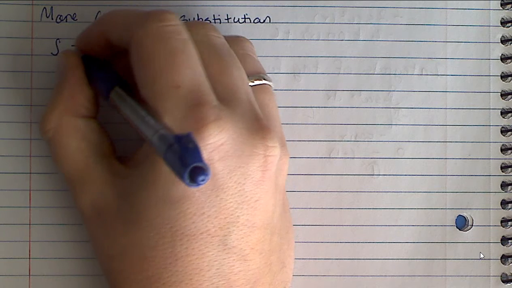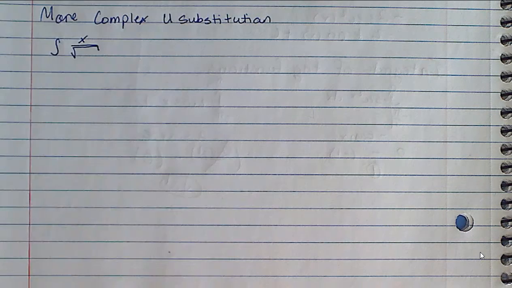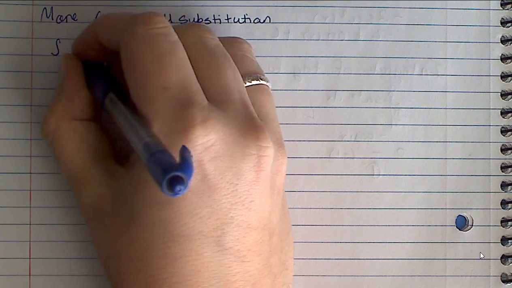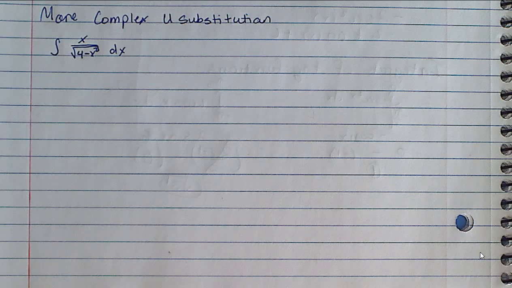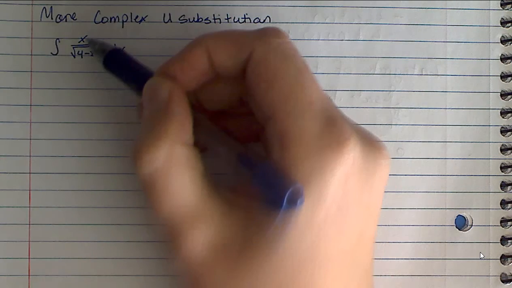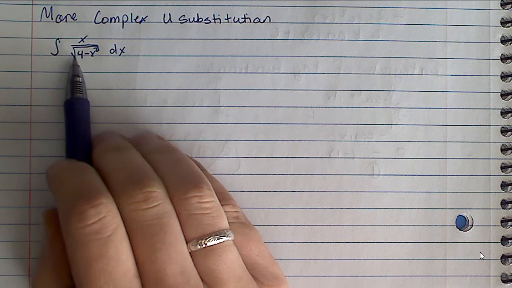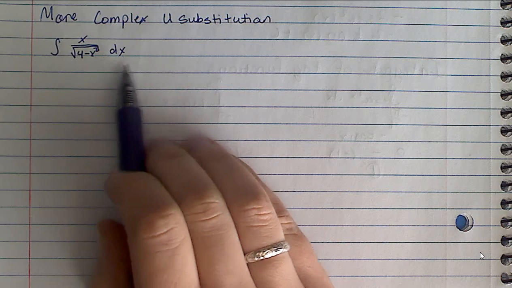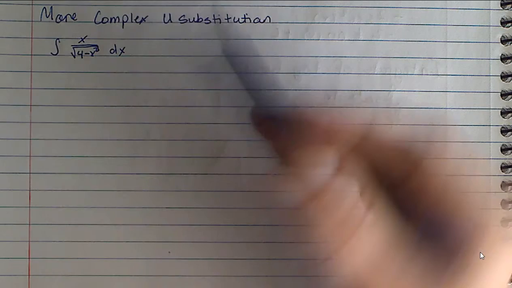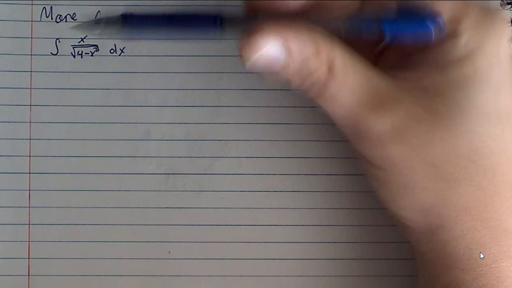So like I got x over the square root of 4 minus x squared dx. So in the numerator, it's plain x, and in the denominator, it's the square root of 4 minus x squared, and then outside it's dx.